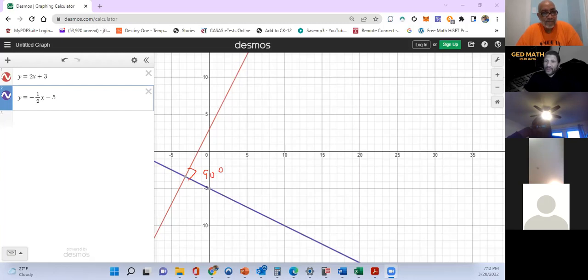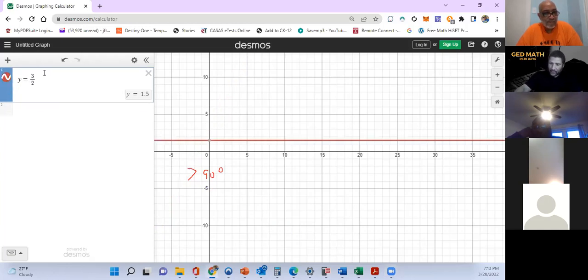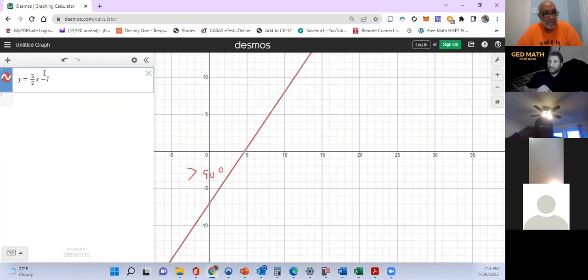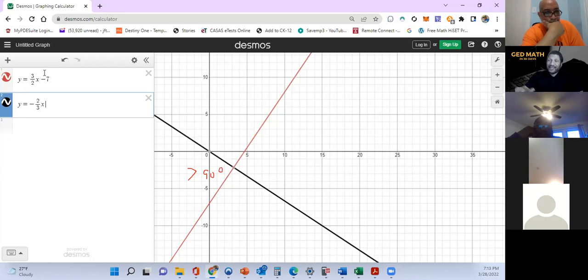So watch this. I'm just gonna make these up. They're coming right off the top of my head. y equals 3/2 x minus 7. Enter. y equals... Now I'm going to change the sign and flip it: negative 2/3, 2 divided by 3, x plus 3. It doesn't matter what the y-intercept is.